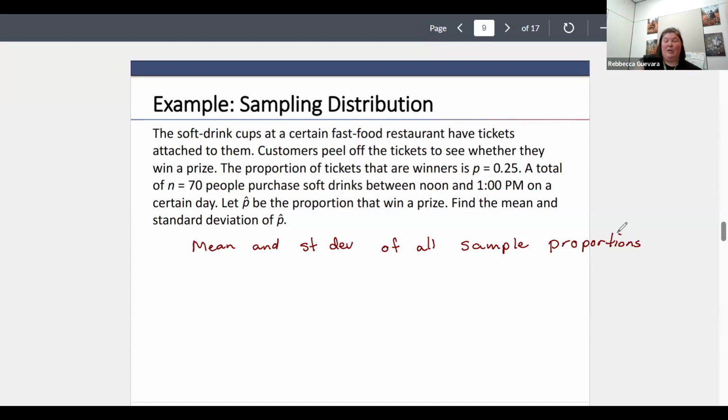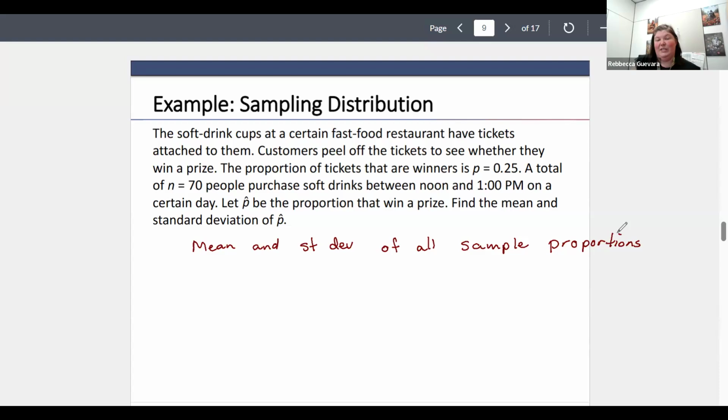Basically, I'm going to go into whatever fast food chain this is. Let's say it's McDonald's. I'm going to collect 70 people, or maybe I just get 70 drinks, one or the other. Then I'm going to go through and see how many of my cups are winners. And we will do this over and over and over again. Each time I do that, that's a different sample that I'm looking at.